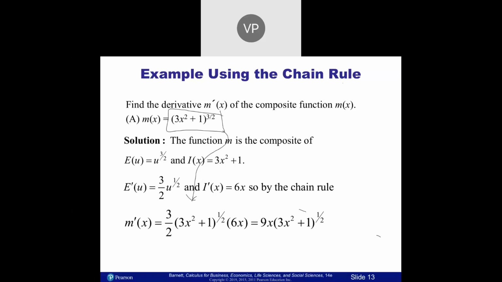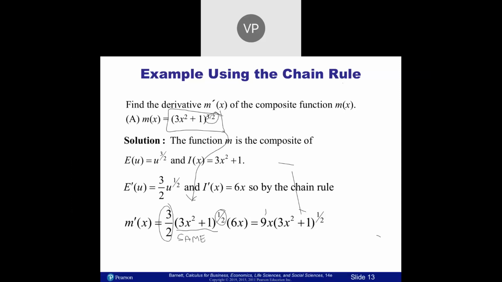Same old rule. Take the power, bring it up in front. Then you leave the base the same. And I'll even note that right there. And then the power rule is you drop the power by 1. You subtract 1 from the power. So the power used to be 3/2, now it's 1/2.